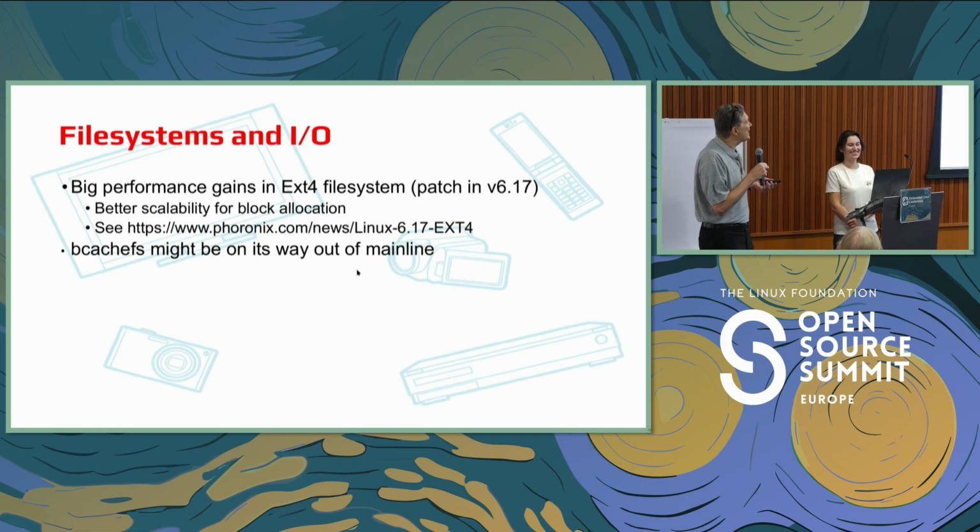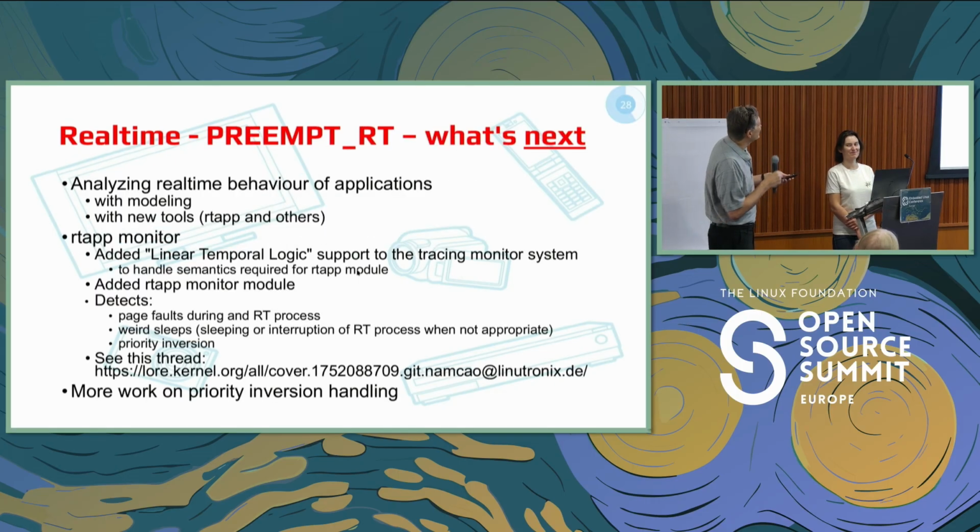And then file systems and I/O. There are big performance gains in the ext4 file system over both the 6.16 release and the 6.17 release. That's really interesting to me. They're still finding lots of optimizations. Bcachefs might be on its way out of mainline. I had more bullet points here, but if you have questions about the reasons why that might be happening, we can talk about it. Anyway, I'm going to leave it at that.